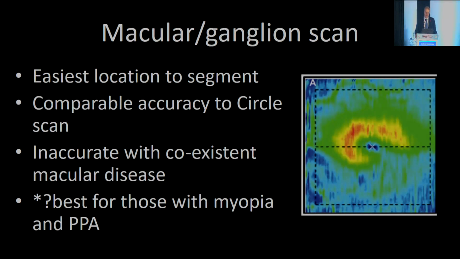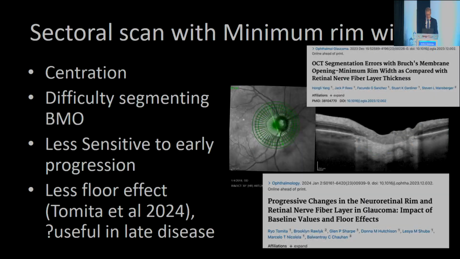But the macular and ganglion scan can be really great when the patients have a lot of parapapillary atrophy. Some data suggests it's better for detecting myopic glaucoma from just myopia. And finally, the sectoral scan with the minimum rim width, that's something that we have done quite a bit at Legacy Devers in Portland, and we think it might be better for patients with more severe glaucoma. There's less of a floor effect.